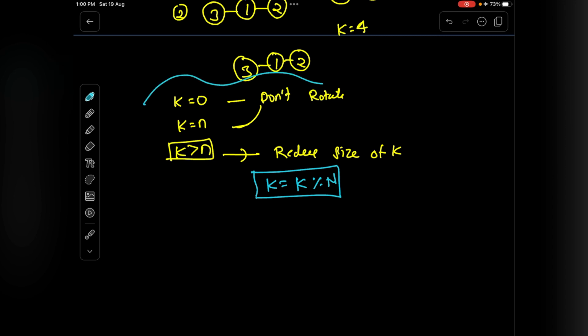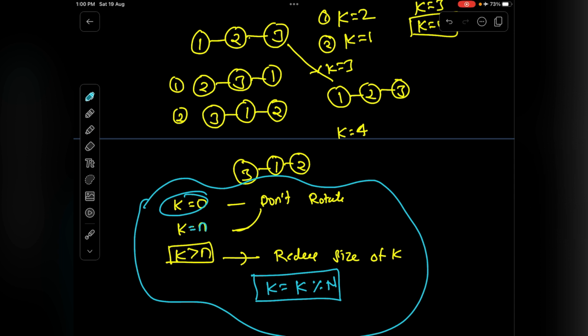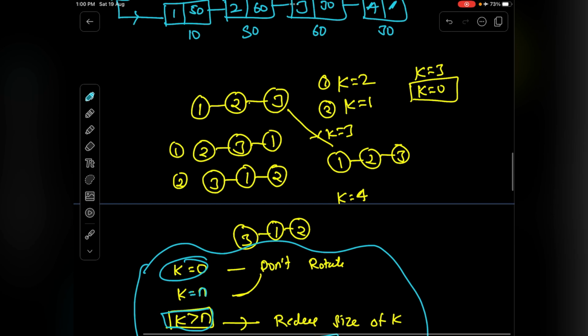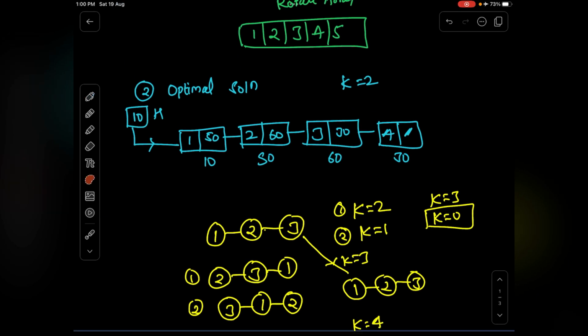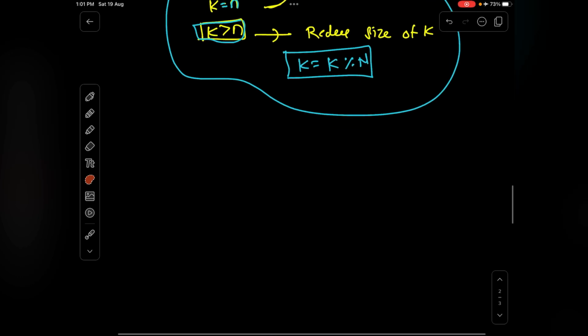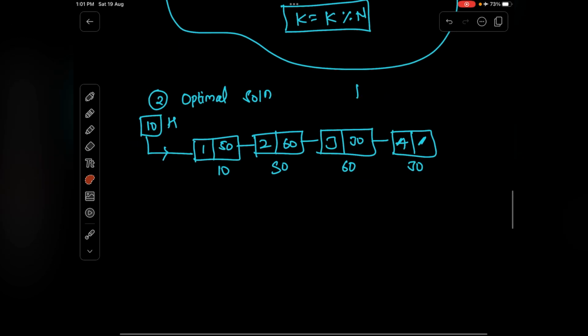I hope you got these three cases, right? If my value of k equals 0, I don't need to rotate. If my value of k equals n, again I don't need to rotate, because anyhow my answer is going to be the same. And if my value of k is greater than my n, that is my size of a linked list, I simply reduce the value of k so that I can avoid the extra rotation. Now let's check how we can do this. So let's copy this example, right?